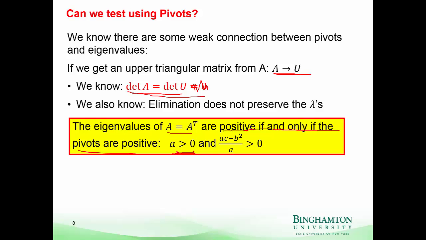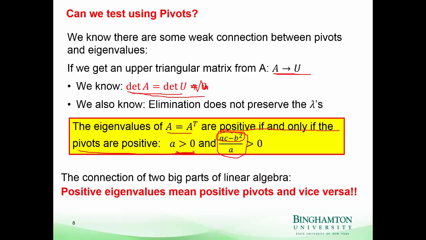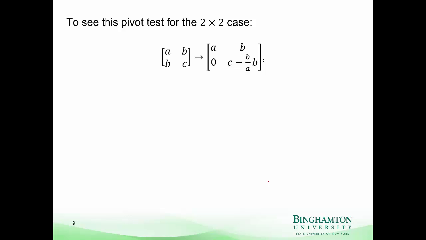So here's the pivots. A must be greater than 0. That's one of the pivots. That's the one number that we never eliminate or change. And then this would be the second pivot that shows up. And you can see how that's related to the determinant for this 2 by 2 case. So for the 2 by 2 case, it's pretty clear that the pivots will tell us also when we have positive eigenvalues. So positive eigenvalues means positive pivots, and vice versa. We essentially showed it here for the 2 by 2 case, but you can generalize it and show it for the general case. So that is a general result.